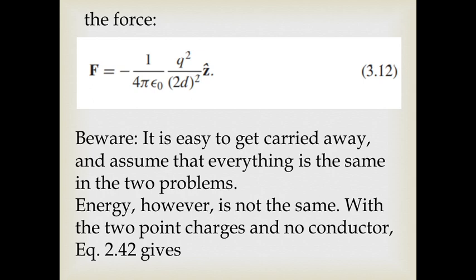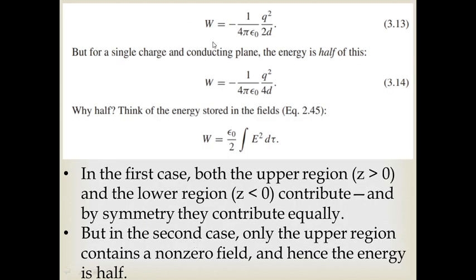Energy is not going to be the same in both the cases. So you can read here: beware, it is easy to get carried away and assume that everything is the same in the two problems. Energy, however, is not the same. With the 2-point charges and a conductor, equation 2.42 gives the energy. Sorry, W is equal to minus 1 upon 4 pi epsilon 0 q square upon d.